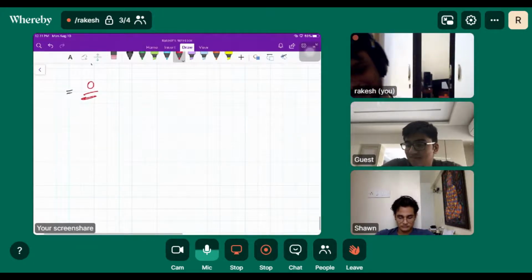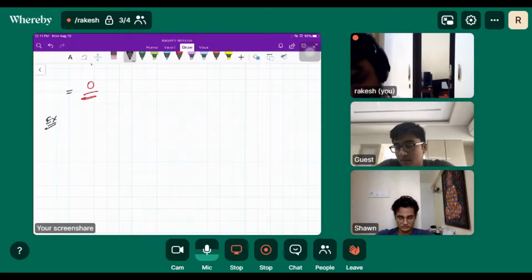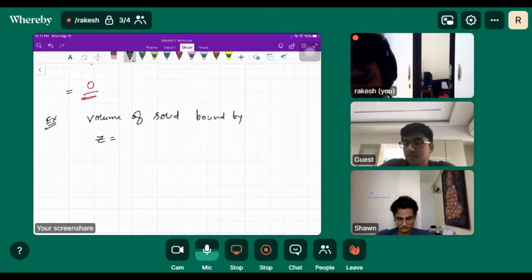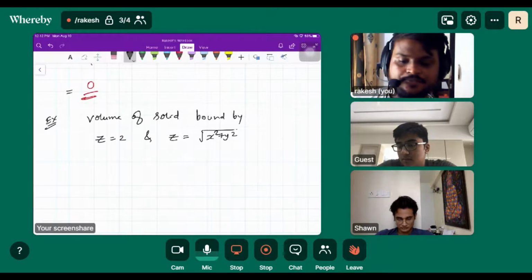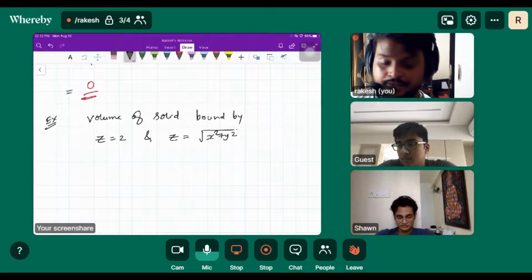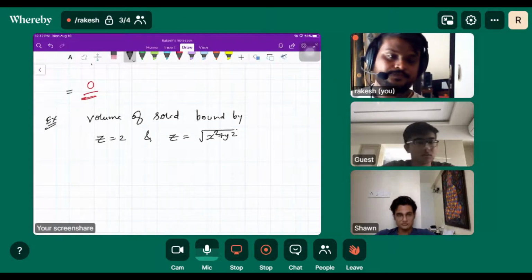Okay, let me put up the next question on this. We have to find out the volume of the solid bound by z is equal to 2 and z is equal to root x square plus y square. Please set up the triple integral here for me. We have to find out volume in this case.